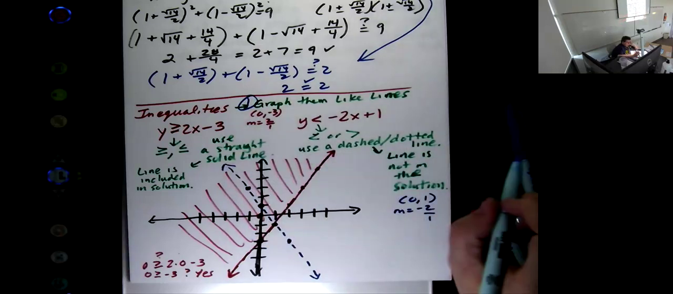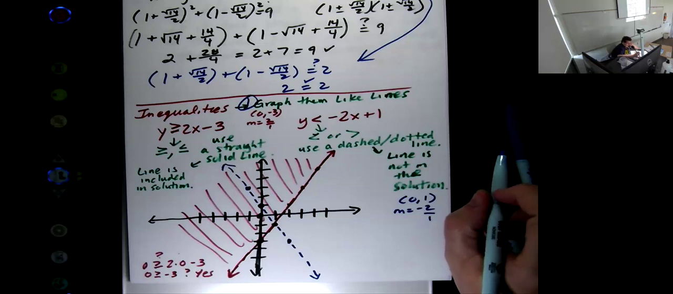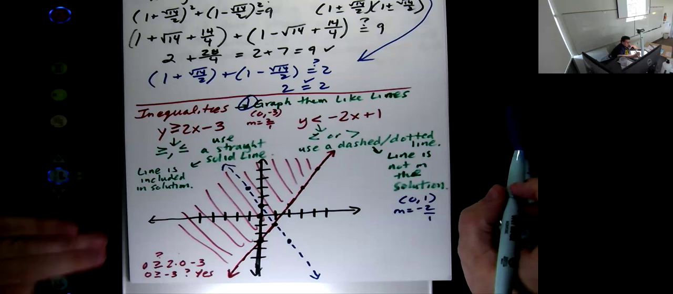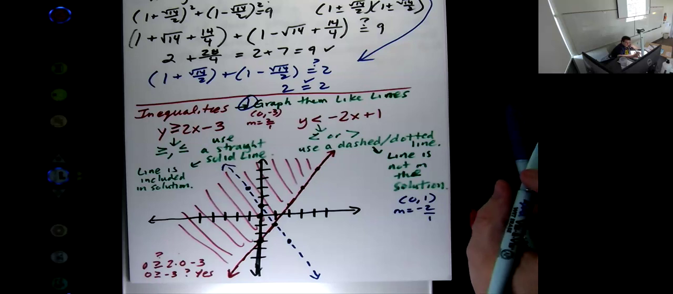So I'm graphing them separately. I'm treating them as two different lines because these are two different problems. In 13.5, they're going to be two different problems. I just happen to do them on the same graph because it'll show you how 13.6 works at the same time.